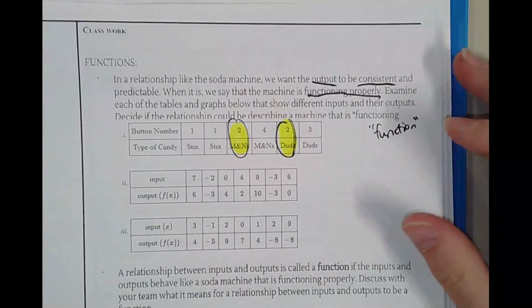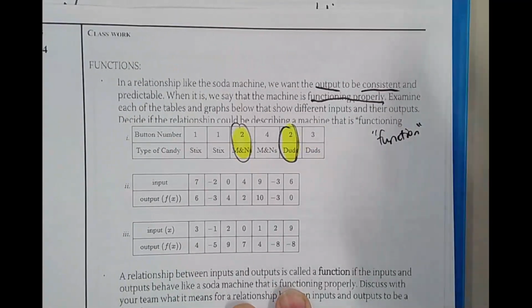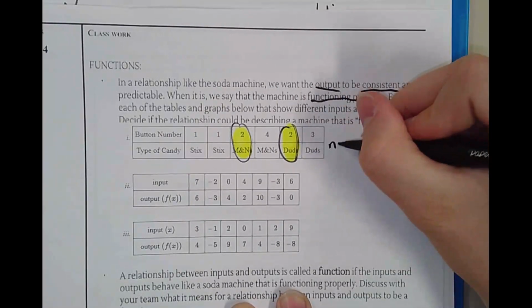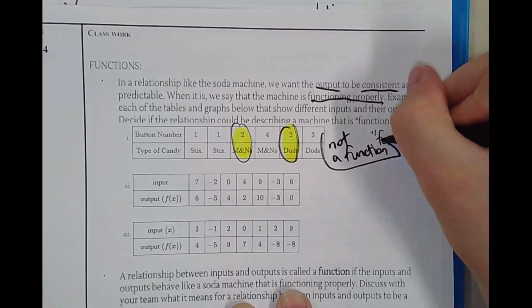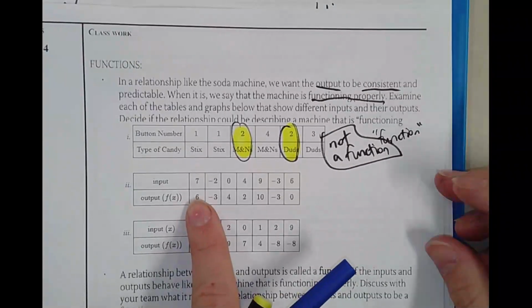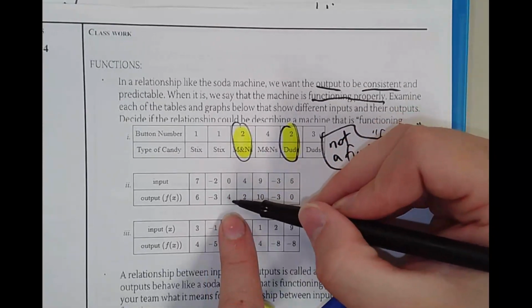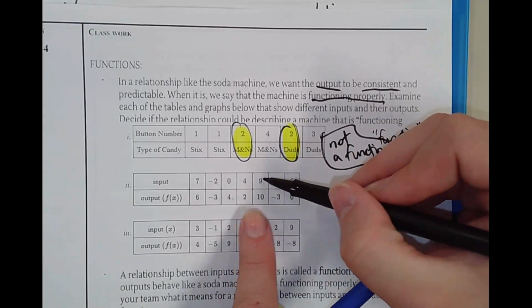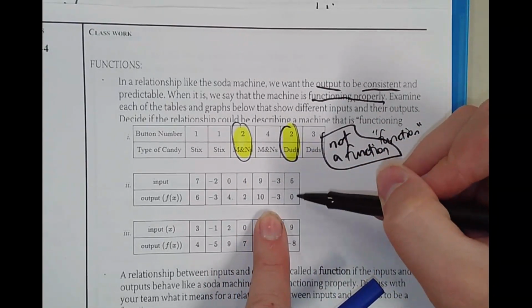That is not okay. 2 is telling us you're getting 2 different things. The button number 2 needs to give you only what? One thing. So you'd say for this one, not a function. Good. All right, next one. 7 gives you -6. -2 gives you -3. 0 gives you 4. 4 gives you 2. 9 gives you 10. -3 gives you -3. And 6 gives you 0.